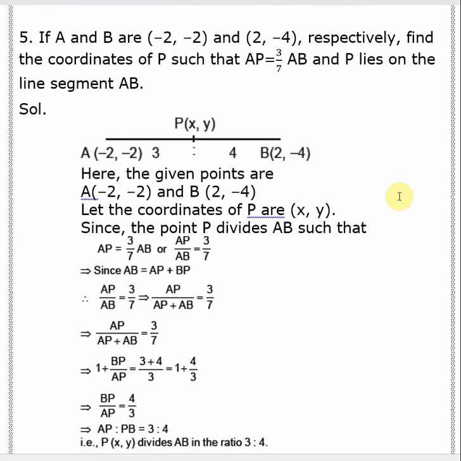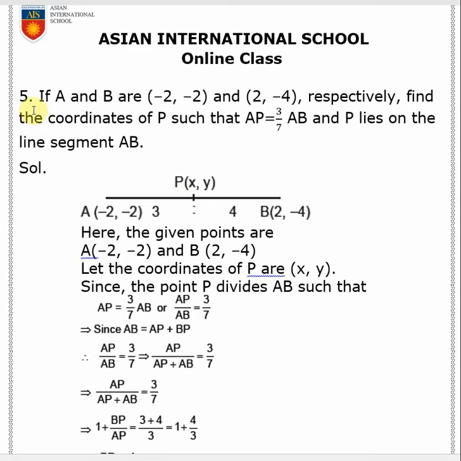One more sum. In this, if points A and B are minus 2 comma minus 2 and 2 comma 4 respectively, find the coordinates of P such that AP equals 3/7 AB. That means the ratio given, AP by AB, is 3:7.